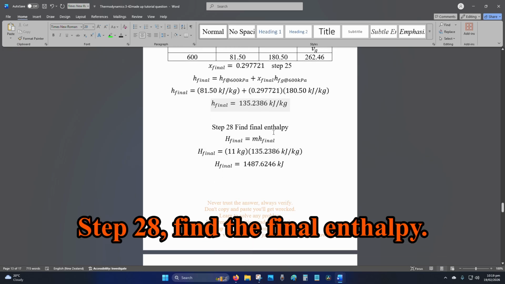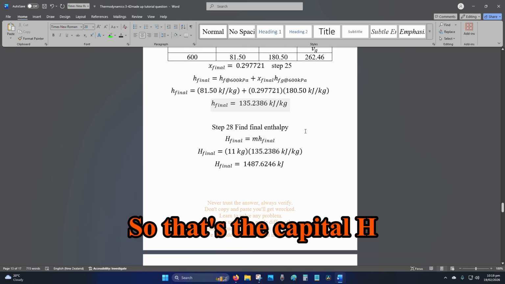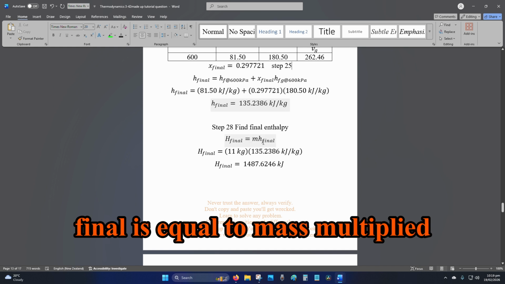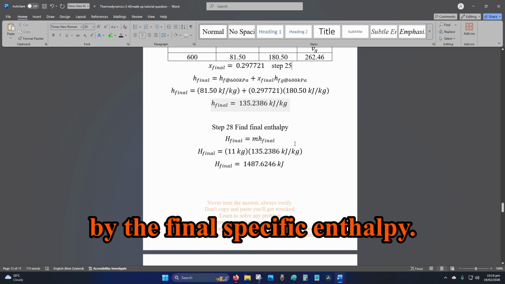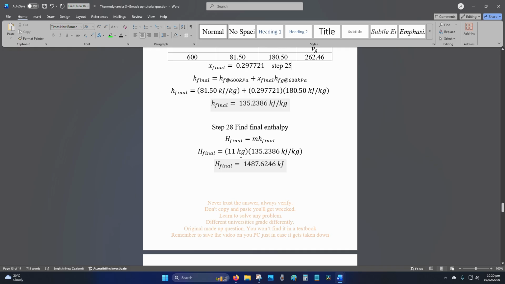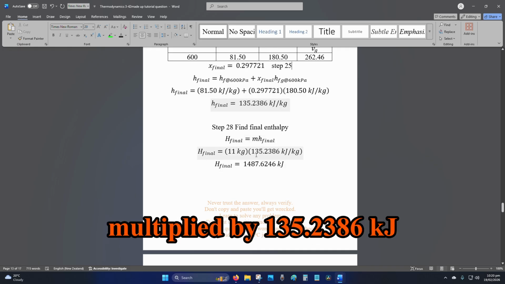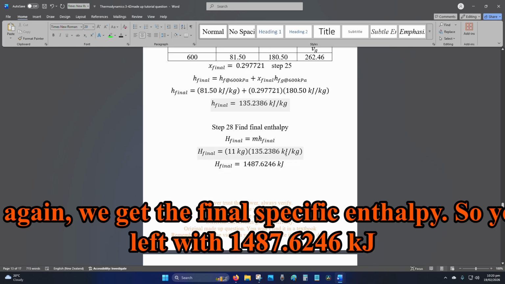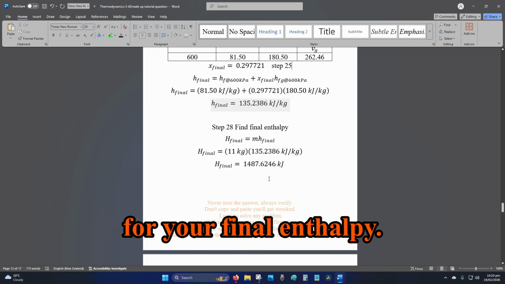Step 28, find the final enthalpy. So that's the capital H final is equal to mass multiplied by the final specific enthalpy. So that's 11 kilograms multiplied by 135.2386 kilojoules per kilogram. Once again, the mass units cancel out, so you're left with 1487.6246 kilojoules for your final enthalpy.